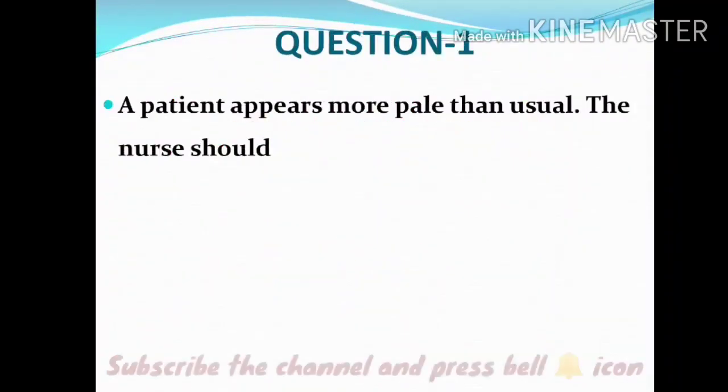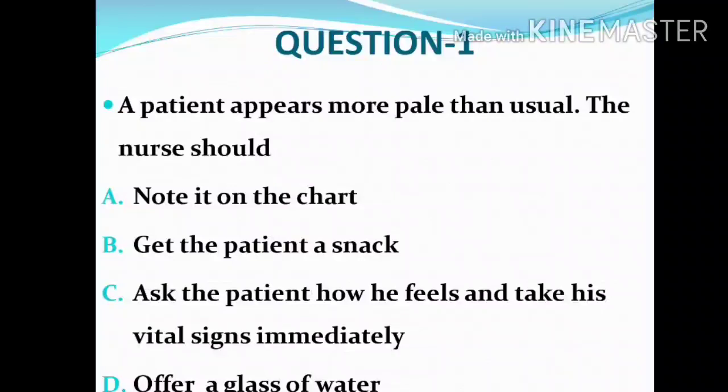So, let us start. Question number 1. A patient appears more pale than usual. The nurse should. Options: note it on the chart, get the patient a snack, ask the patient how he feels and take his vital signs immediately, offer a glass of water. Here the answer is ask the patient how he feels and take his vital signs immediately. In this question, the most important and priority aspect is ask the patient how he feels and take his vital signs.